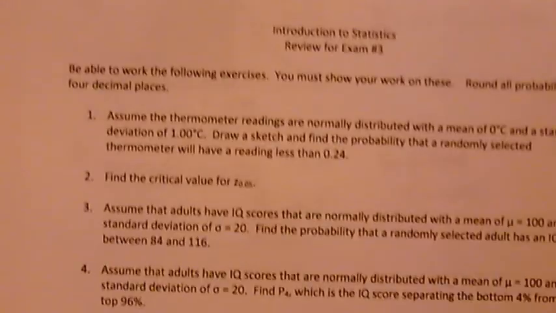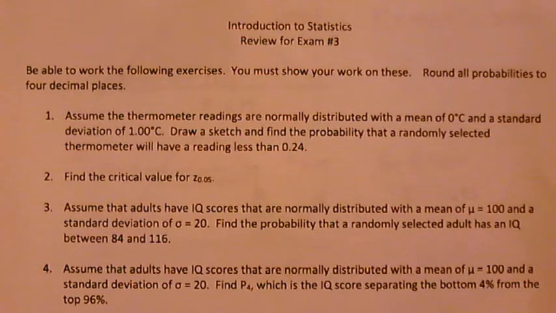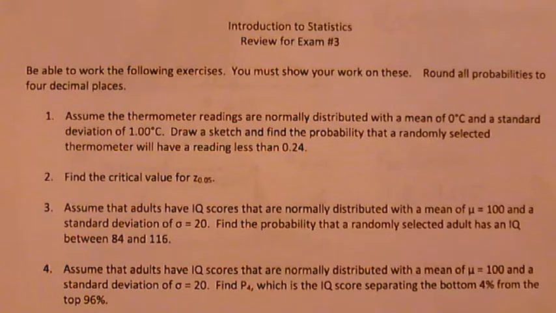Alright, now problem number 3. Assume that adults have IQ scores that are normally distributed with a mean of mu is equal to 100 and a standard deviation of sigma equaling 20. Find the probability that a randomly selected adult has an IQ score between 84 and 116.